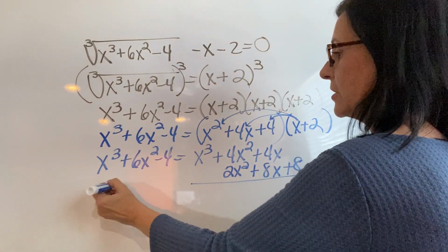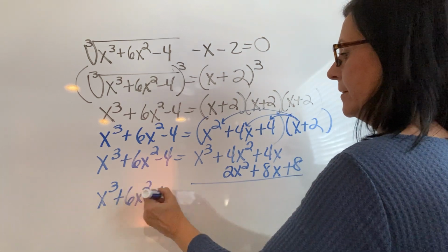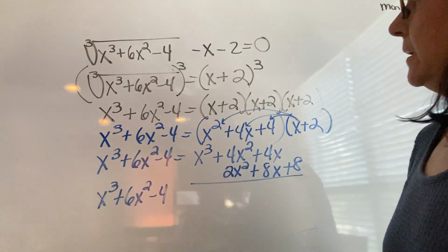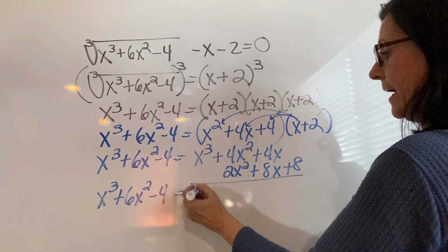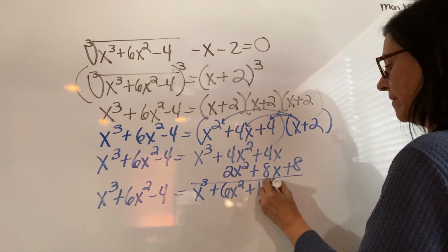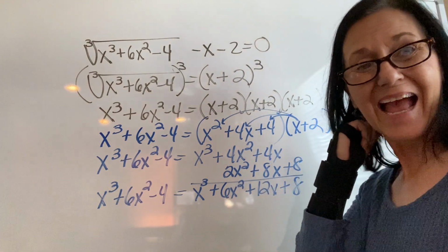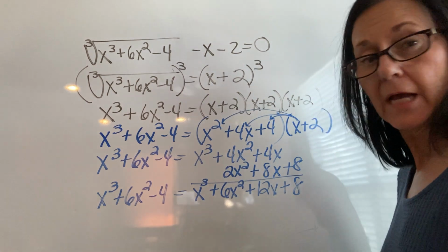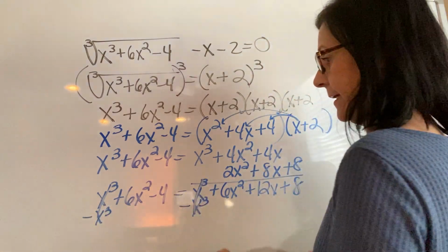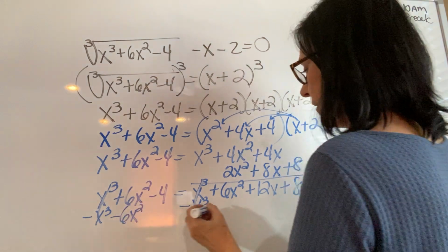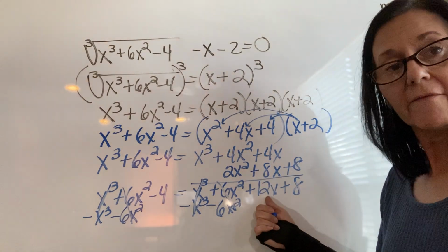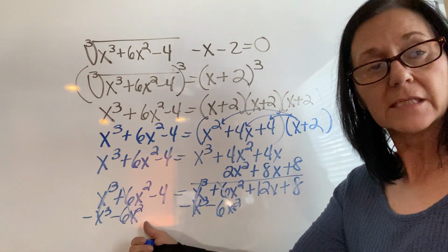So that I'm left with x cubed plus 6x squared minus 4, just double checking, yeah, equals x cubed plus 6x squared plus 12x plus 8. When you have the exact same term on both sides of the equal sign, they eliminate. Because I could subtract x cubed on both sides, they eliminate. I can subtract 6x squared on both sides, and they both eliminate. So I'm left with 12x plus 8 on the right hand side and negative 4.